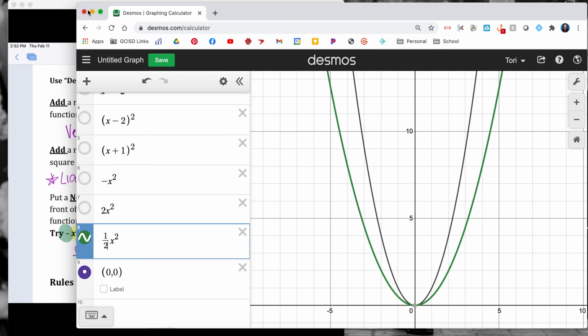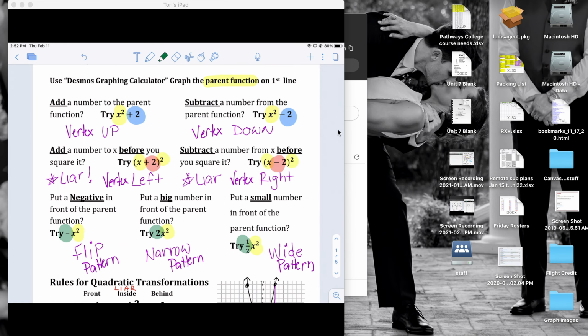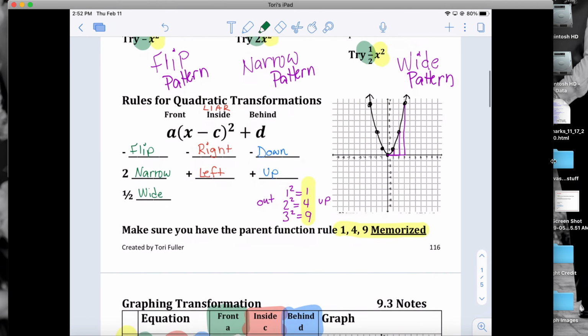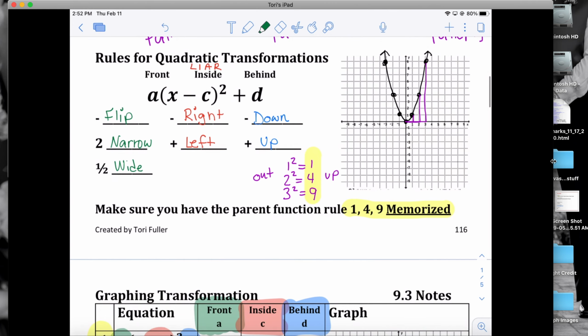Okay? All right, I'm going to go ahead and exit out of Desmos. And let's go ahead and look at our notes here. All right, so moving down here, hopefully you wrote this down. I want to talk about the pattern.